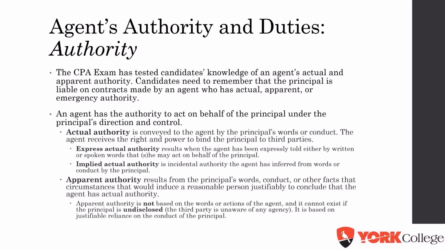So actual authority comes in two forms. There's express actual authority, which is the example that I gave, where the agent is expressly told, either by written or spoken words, that he or she may act on behalf of the principal. Then there's implied actual authority. This is authority that the agent gets from words or conduct by the principal, but it's not explicit, it's not express, it's implied by the words or conduct.